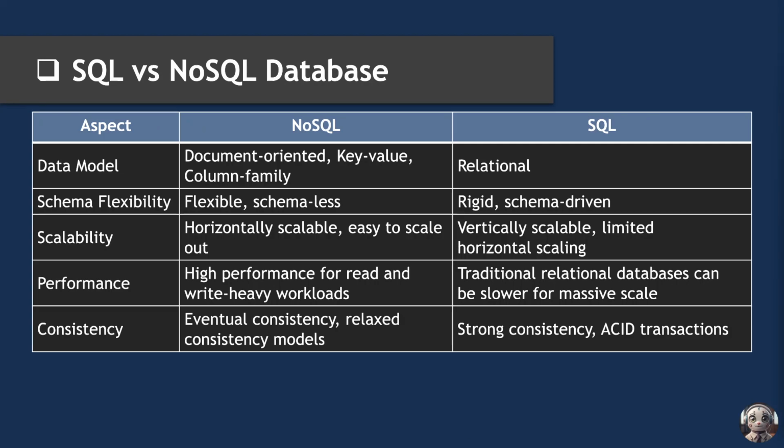Let's delve into the comparison between SQL and NoSQL to understand their distinct characteristics and use cases. First aspect is data model. NoSQL databases offer a variety of data models, including document-oriented, key-value, and column family. These models provide flexibility in how data is structured and stored, allowing us to adapt to different types of data and application requirements.